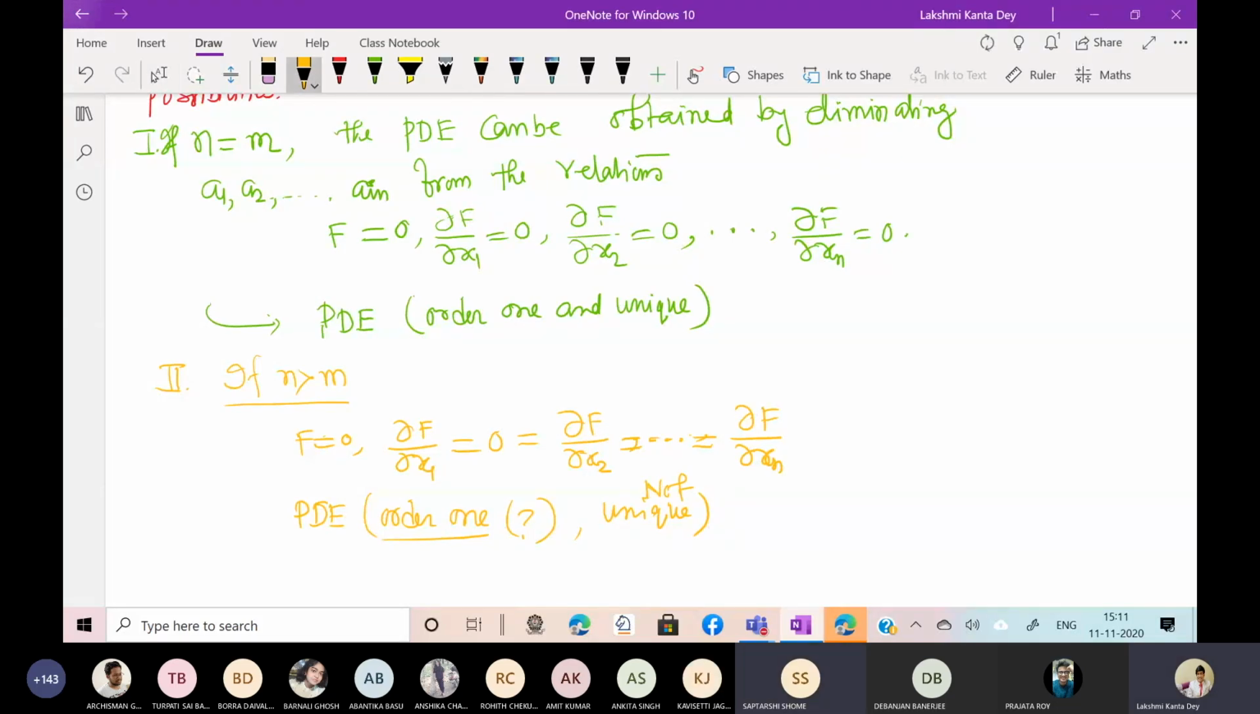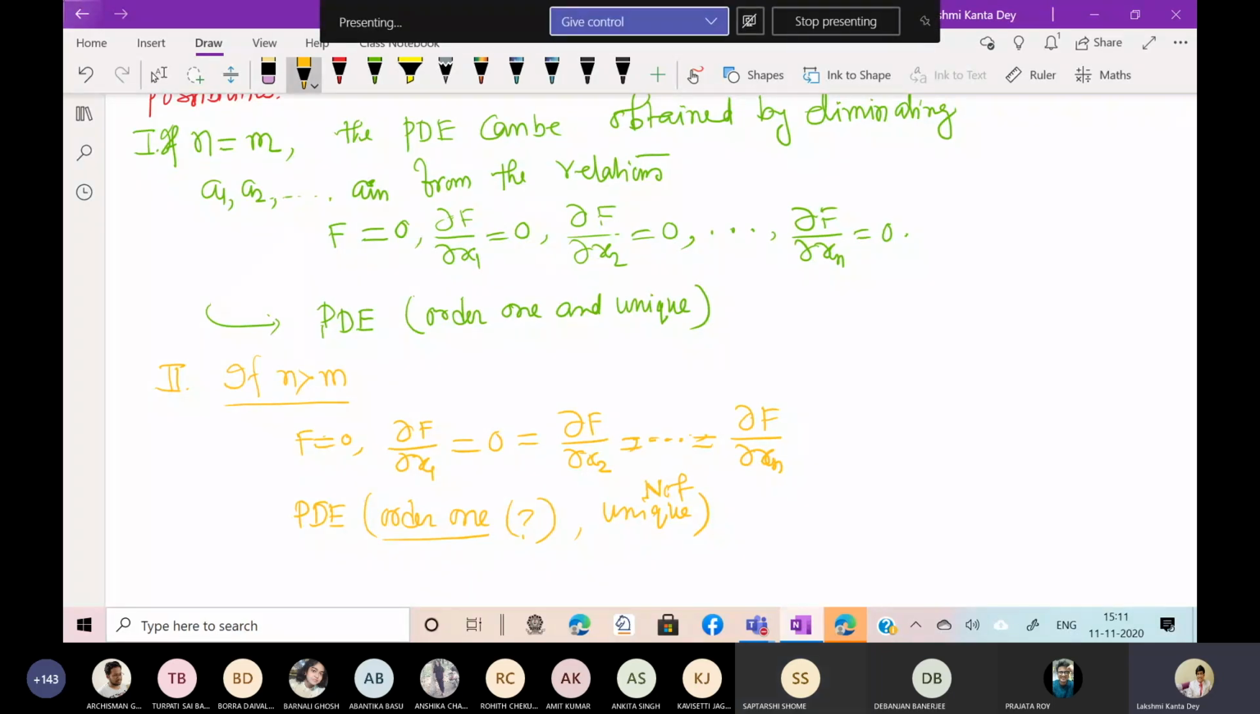No, we can eliminate. We are having more equations, then we can eliminate, but in a different pattern. So whatever differential equation we get is not unique. So your answer and my answer may be different. Okay, so order 1, this is also correct. There is no ambiguity on that. Clear?